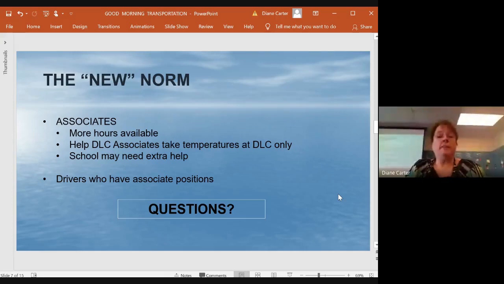The associates are doing it just so we can get these kids unloaded. The little guys, if they got into the school trying to get their temperature taken in an orderly fashion, the school didn't think it would be very good. They expected a lot of chaos. This way we can control some of that chaos and at least get their temperatures taken before they get into the school. And then we talked about the schools may need extra help, so that might be available too. I think that's it for associates.